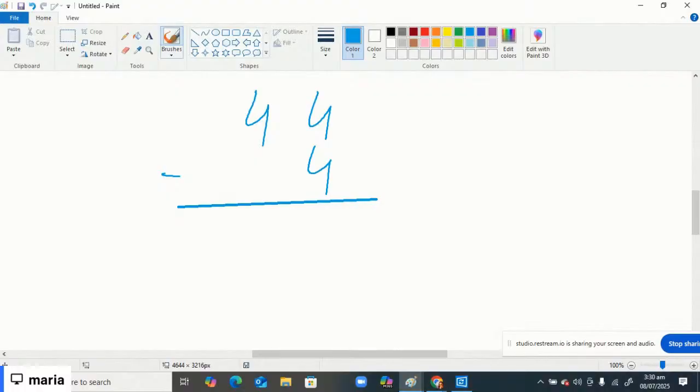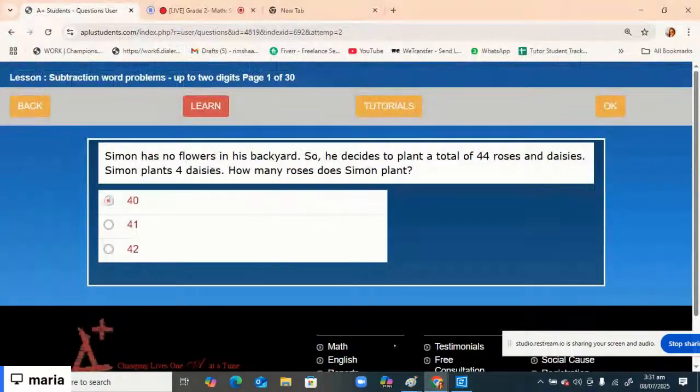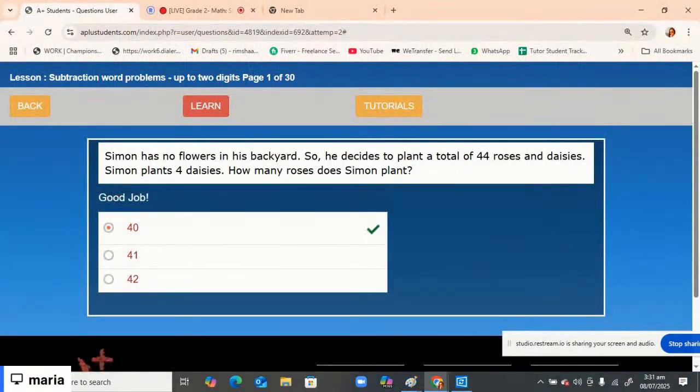Now tell me, 4 minus 4, what is the answer? If you draw 4 lines and then you remove these 4 lines, how many are left? It's nothing, so you just put 0. And now this 4 stays as it is. So the answer is 40. Let's see, is there any option for 40? This is the right answer.